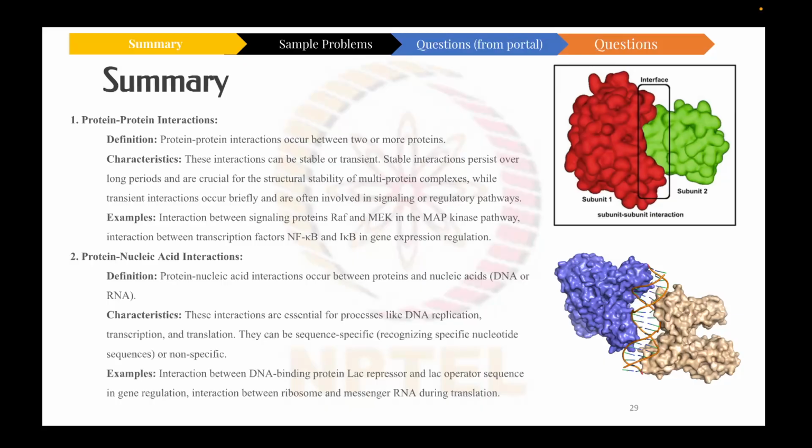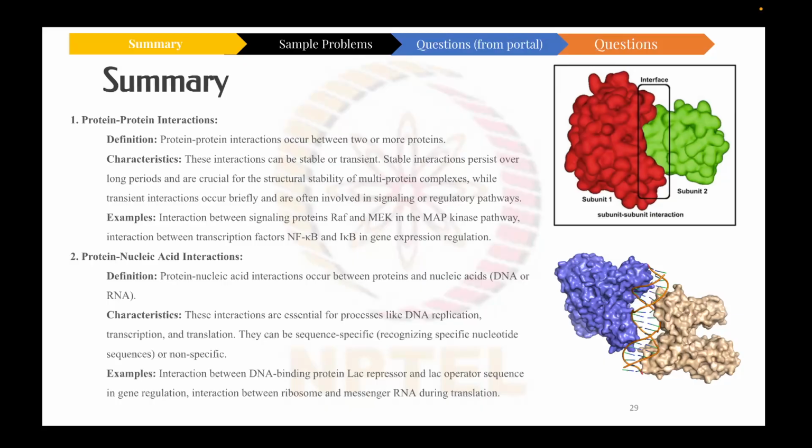Then we have protein-nucleic acid interactions, involving the binding of proteins to specific regions or sequences within DNA or RNA molecules, resulting in the formation of protein-DNA or protein-RNA complexes that perform diverse biological functions. So we have two types, that is sequence-specific and sequence non-specific protein-nucleic acid interactions.